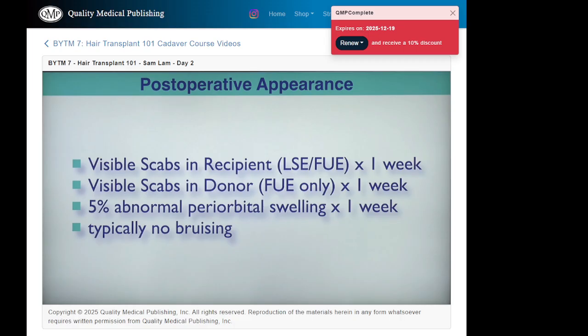Since I've been doing the Bossi formula, I've limited it down to about 5% of periorbital swelling. But when it's there, it looks crazy. And so when you get that phone call, the patient goes, "I look like a monstrosity." Just, it's normal. Okay. So if you see that in a patient, don't freak out.